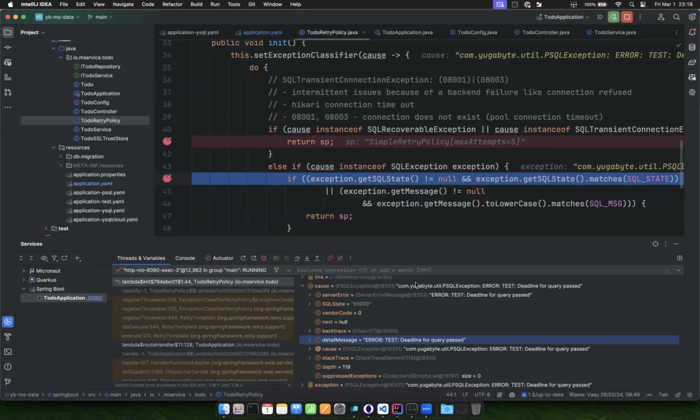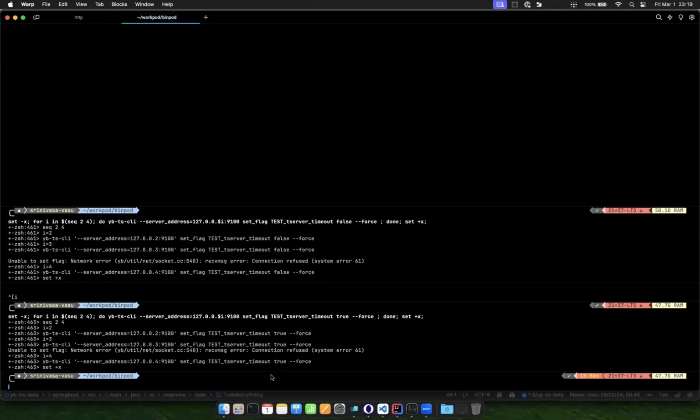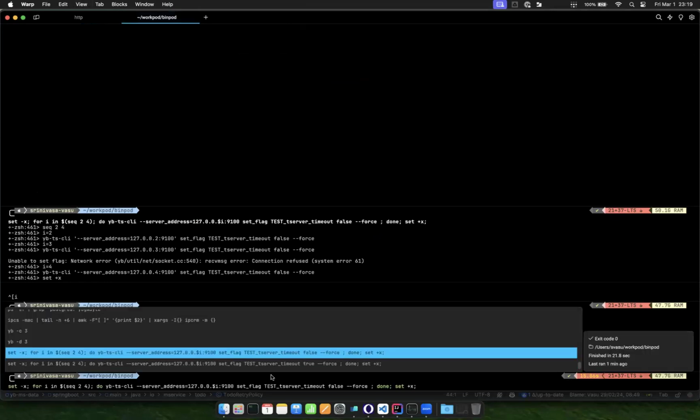Based on your requirement, sometimes you might have different retry policies. Certain exceptions you don't need to retry multiple times. Rather, you can retry them one or two times, and then you have different backoff limits for those exceptions as well, right? And what I'm going to do now is reset the flag again. So I'm going to change it from true to false.